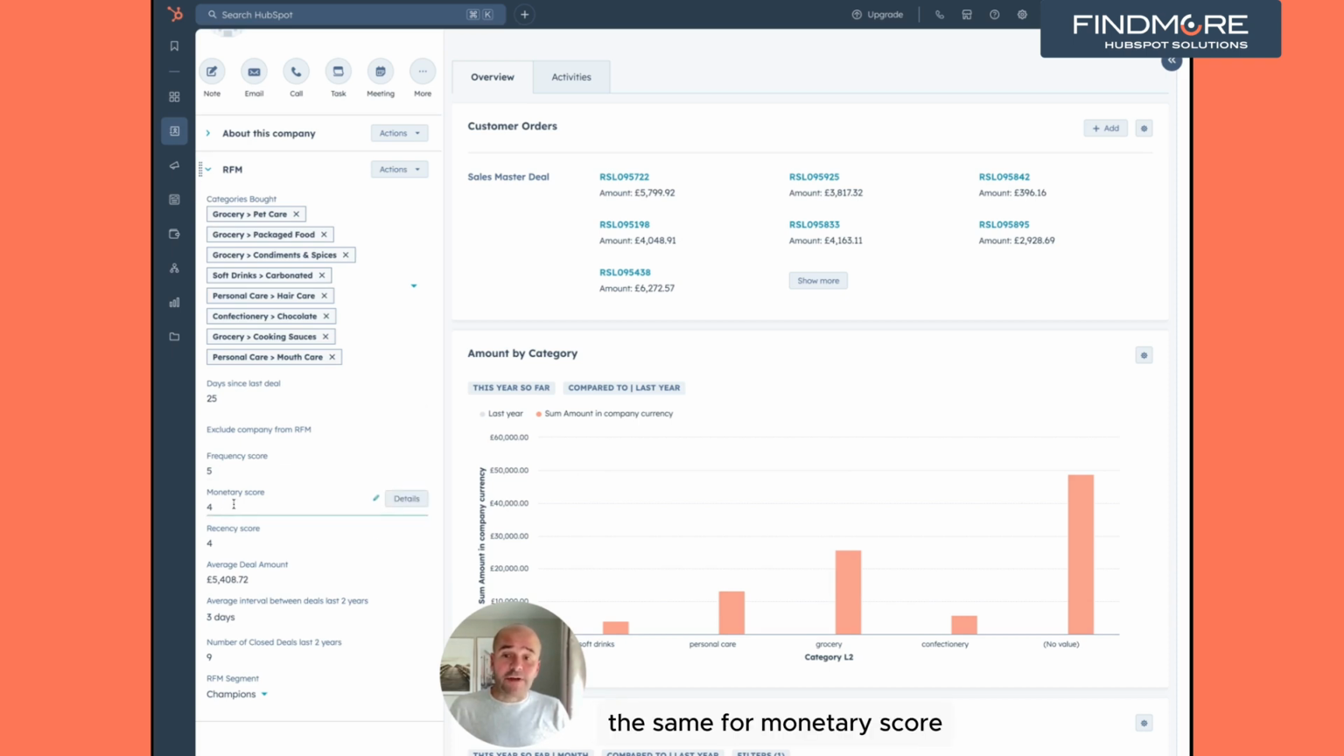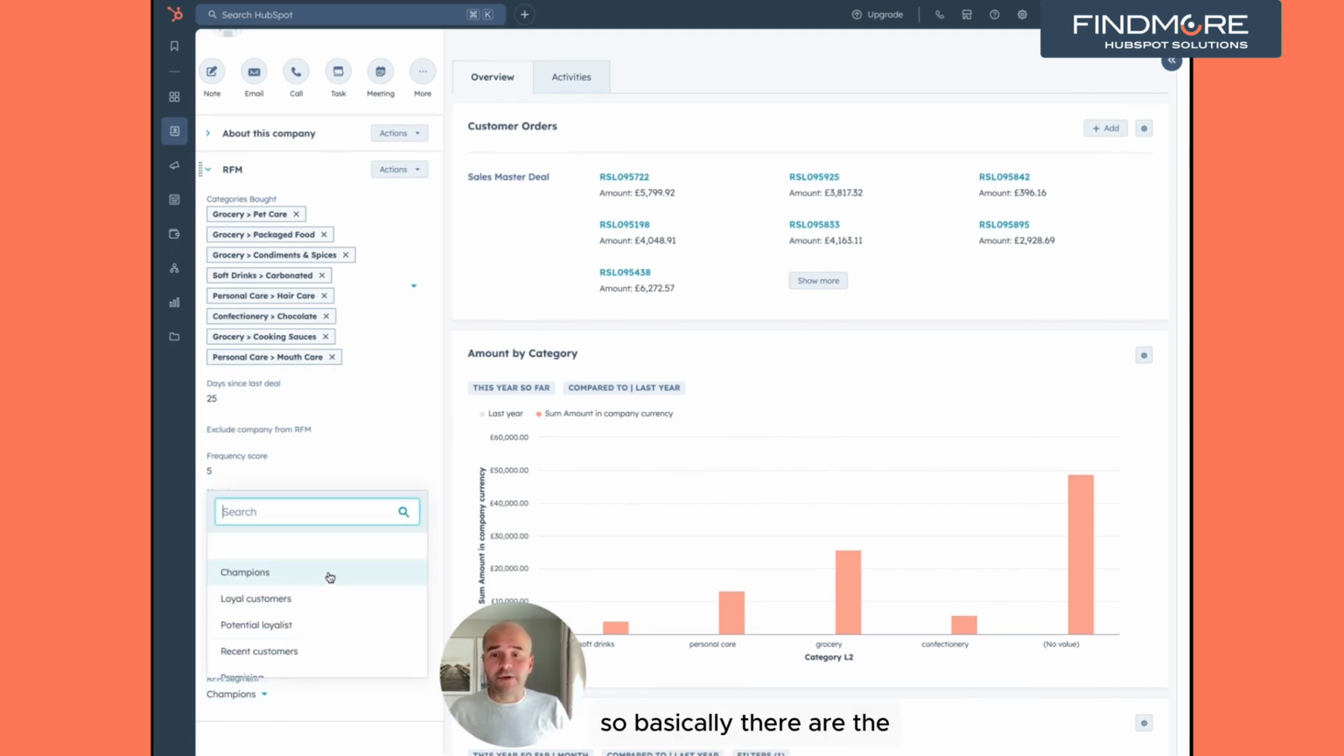The same for the monetary score, and the monetary score is basically the same order. We order the customers by the total amount of money spent in your business. And the frequency, again, it's done on the number of closed deals of the customer. Sorry, I must have said recency earlier. The recency is done by the days since the last deal. So these three values combined create immediately a segment.